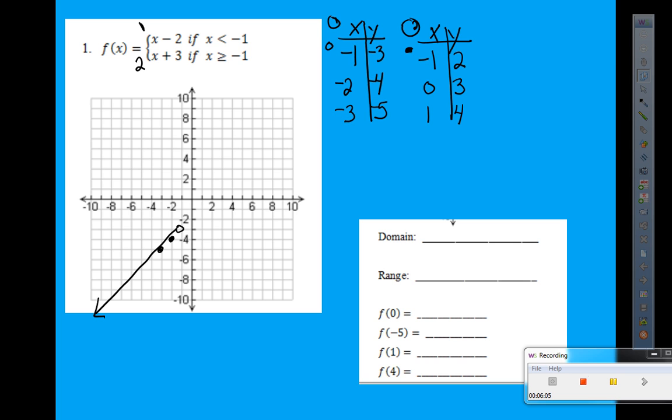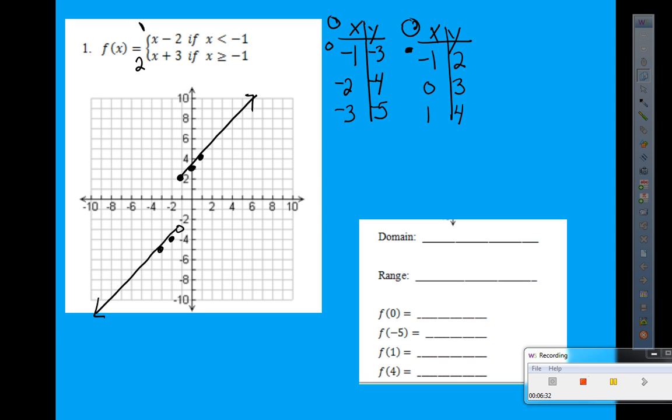Now let's graph those. So I'm going to go -1 up to 2. And notice that you got a closed dot by it. So I'm going to put a closed dot on it. I'm going to plot the point 0, 3 over 0 up 3 and 1, 4. And then I'm going to graph those points.